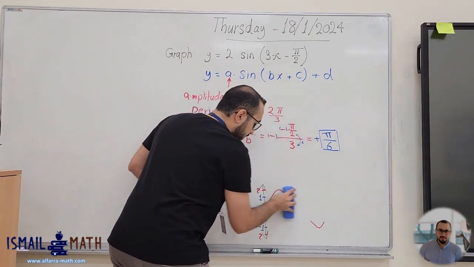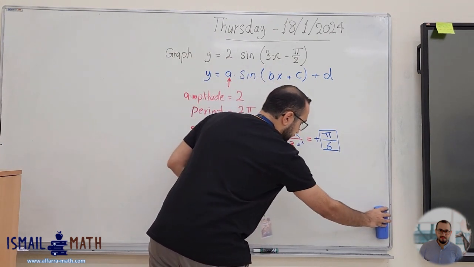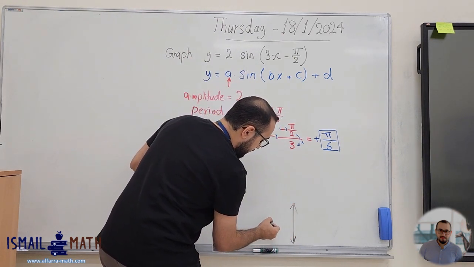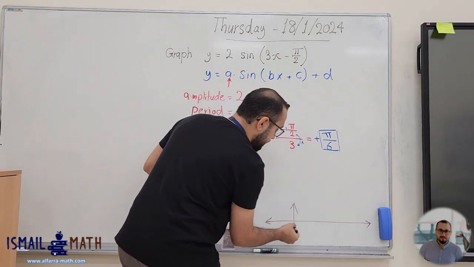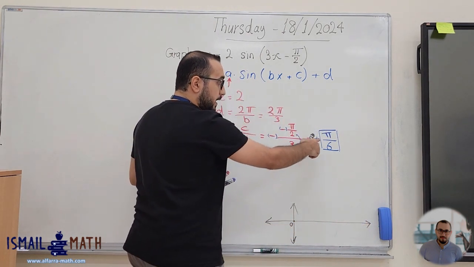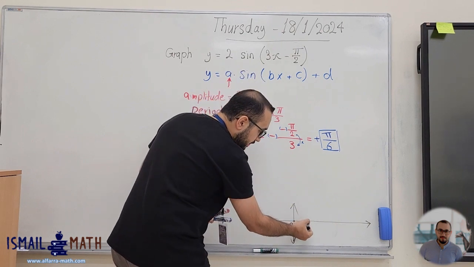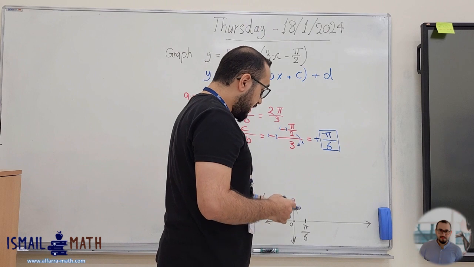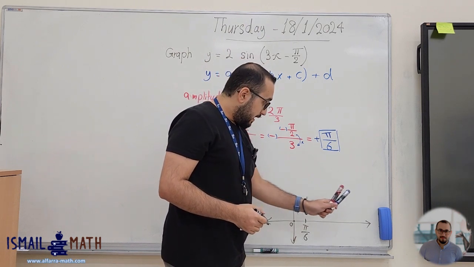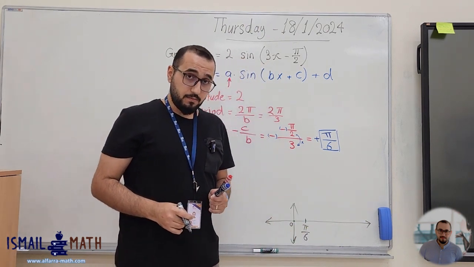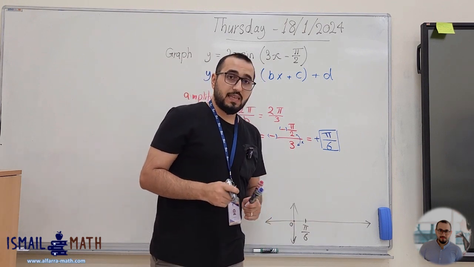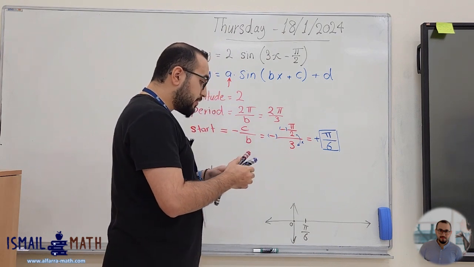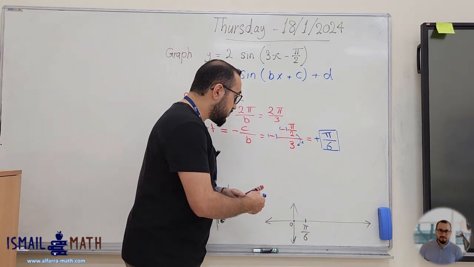My starting point should be pi over 6. Now, let me graph my function again. On the xy axes, this one is 0, and I have pi over 6 somewhere here. This one is pi over 6. After I know the starting point, I have to know the ending point and the middle point. If I know these two points, I can graph my function easily. Now, how can I find them? Sorry, this is the starting point.